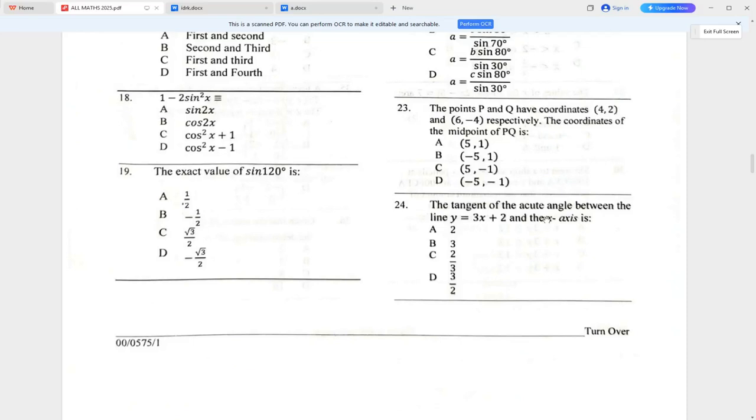Question 24. The tangent of the acute angle between the line y is equal to 3x plus 2 and the x-axis is. The tangent of an acute angle between a line and the x-axis is equal to the absolute value of its gradient. In this line, you find the gradient is equal to 3. So the absolute value of 3 is 3, and hence that's the tangent of the acute angle between that line and the x-axis. So you have 3 for question 24, which is B.